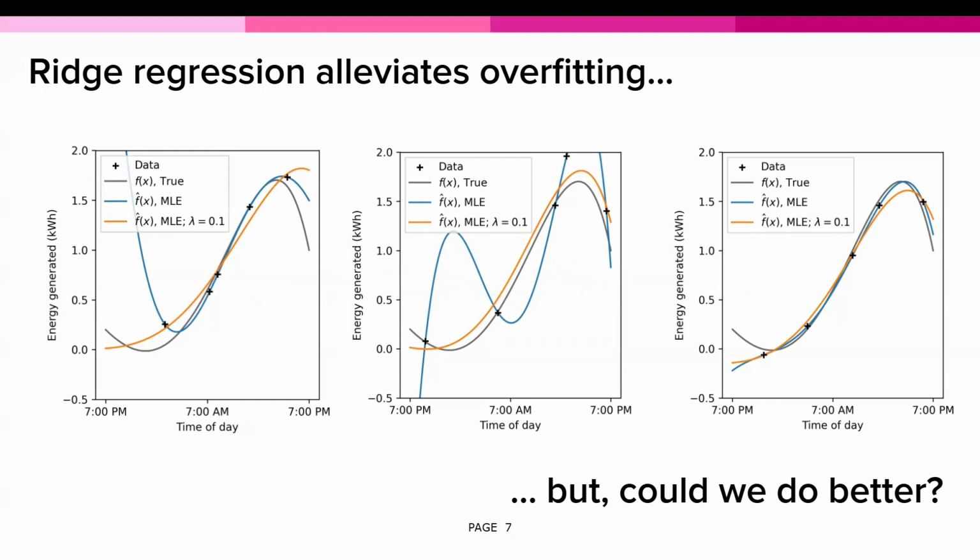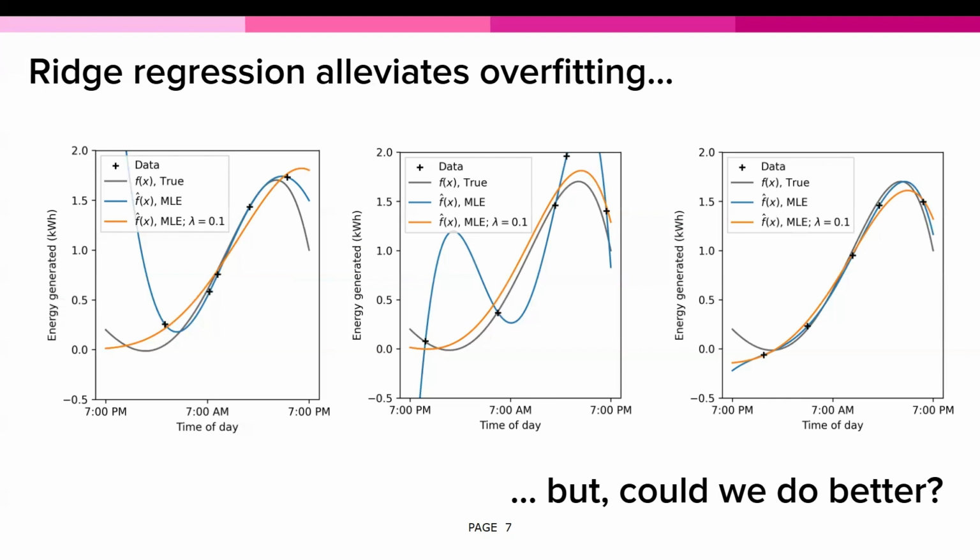So while ridge regression reduces overfitting by uniformly penalizing the size of the weights, it doesn't consider at all the nature of the problem that we're modeling. So in our renewable energy generation problem, for example, we know certain things about the problem. We know that the sun typically peaks at certain times of the day. There's a natural pattern in the data.